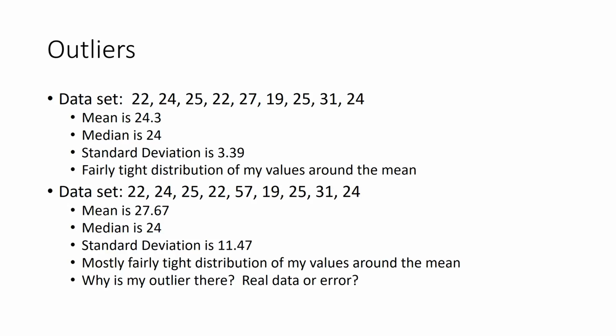But here are a couple examples. I have a data set that has 9 values in it. My mean in that data set is 24.3. And if you look at each one of those values, none of them strays very far from 24.3. My median is 24. So it shows me that my median and my mean are very close to each other, which tells me I have a fairly tight scatter around my mean.